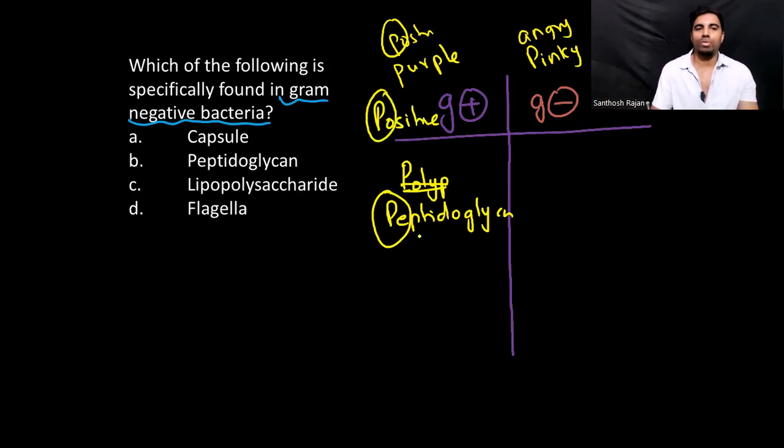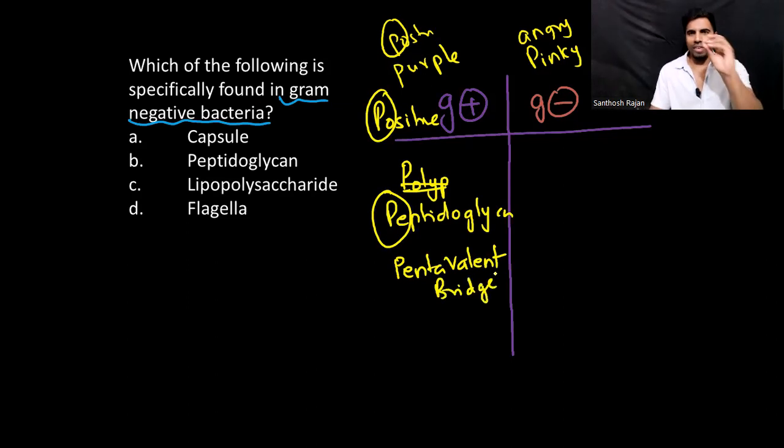Ye yaad karo, P for PP. Dusra ek aur P kya hai? They have what? Pentavalent bridge. Bridge here, usme five valency. There are five, these things will come in that bond. Okay, bridge. So remember pentavalent, that's enough. Pentavalent bridge yaad karo bas.